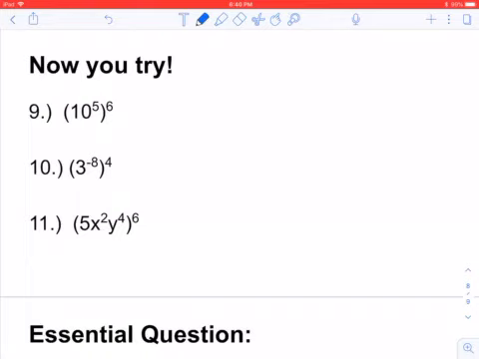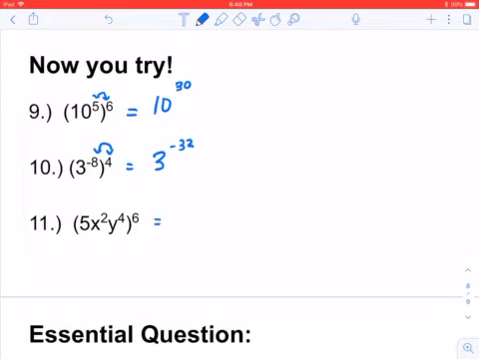Okay, so you've tried those problems. Let's take a look at this one. You're going to have 10 to the 5 times 6 power, which is going to give you 10 to the 30th. For number 10, you're going to have 3 to the negative 8 times 4 power, which is going to give us 3 to the negative 32nd power.